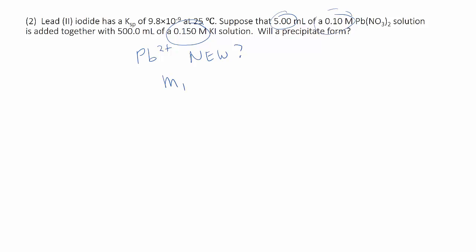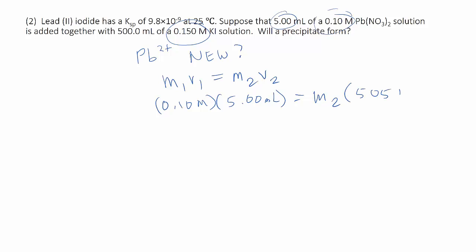So again, we're going to use M1V1 is equal to M2V2. We have an initial molarity of 0.10 molar. Okay, but that was before the dilution. We added 5.00 milliliters. And we're going to solve for that new molarity given our total volume now is 505 milliliters. How did we find the total volume? Of course, we just added the 5 milliliters to the 500.